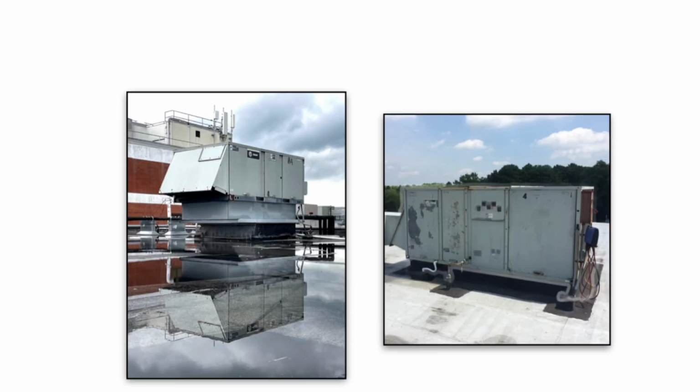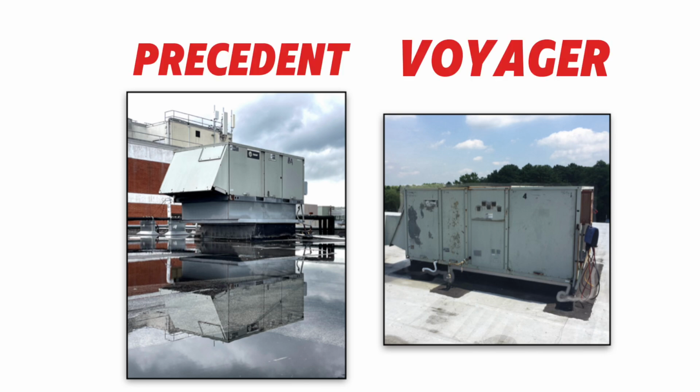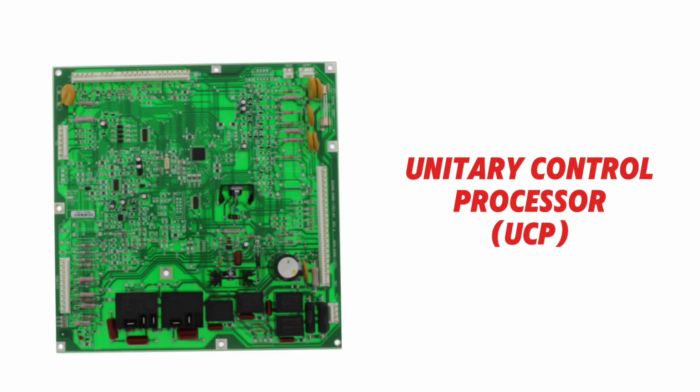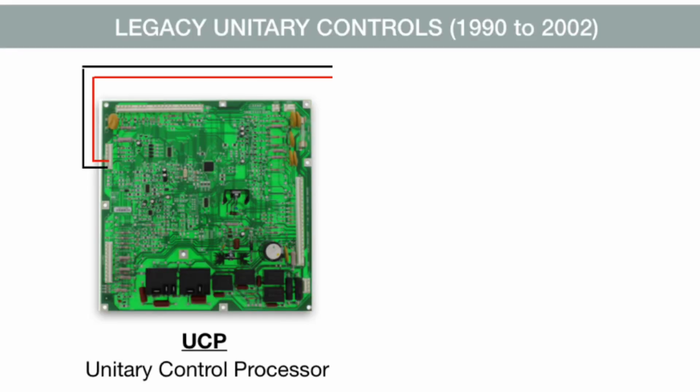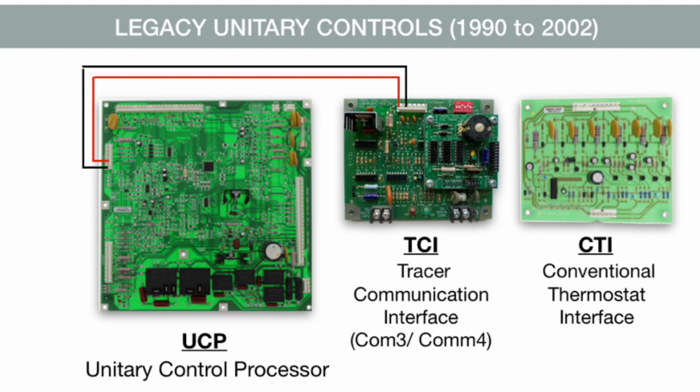The next series of units introduced were the smaller Precedent and Voyager units. These units split up unit control and communication into two different circuit boards. You had the Unitary Control Processor, or UCP board. The UCP was the brains of the unit, and can communicate out in two different ways, each requiring its own module. If you wanted to tie into the building automation system, you needed the TCI, or Tracer Communication Interface. If you wanted to use a conventional thermostat, you needed the CTI, or Conventional Thermostat Interface.